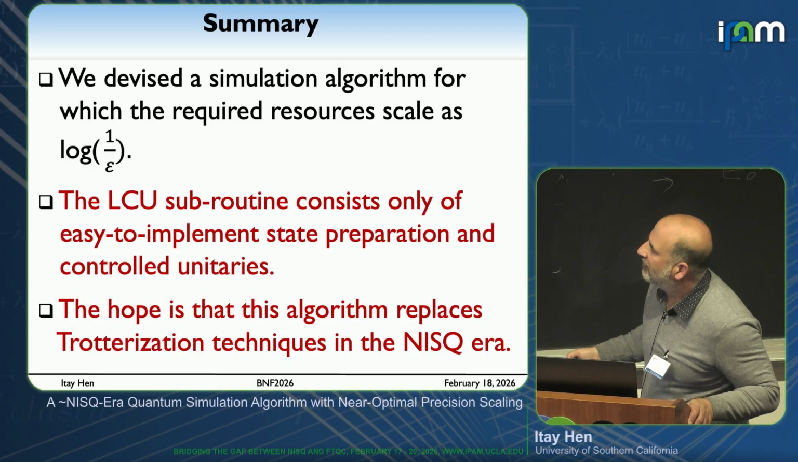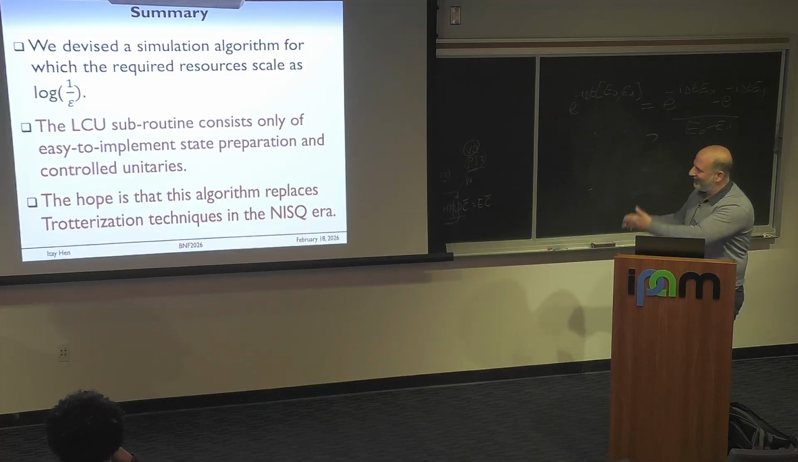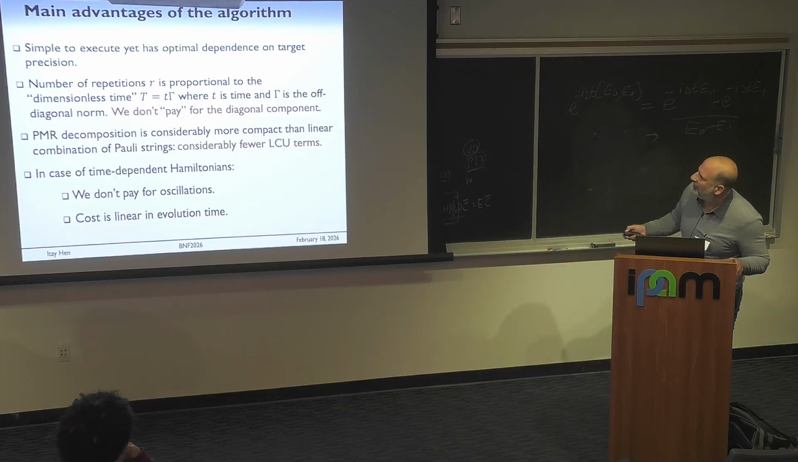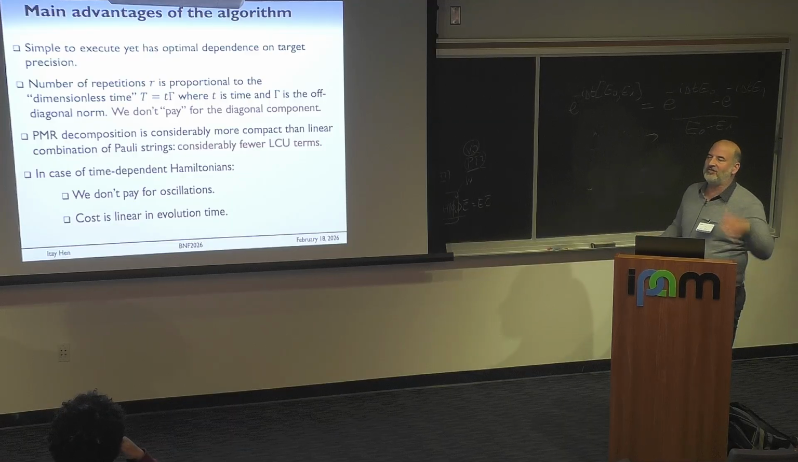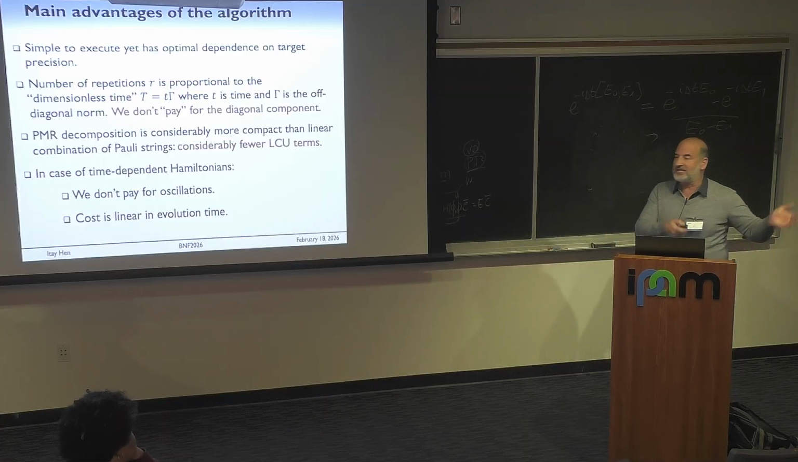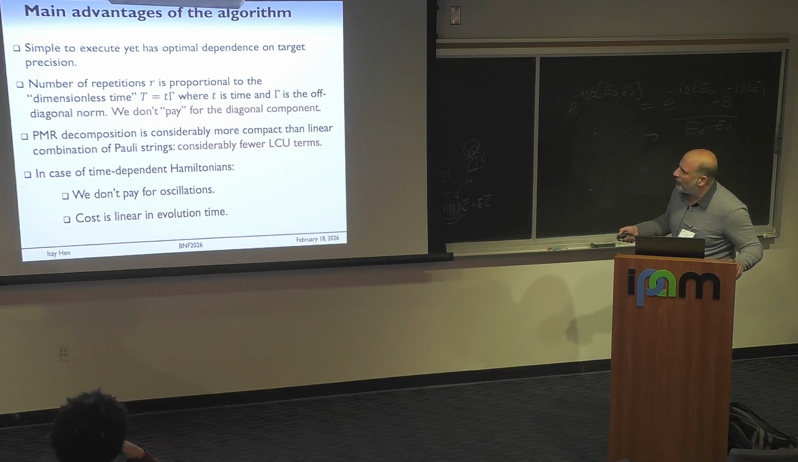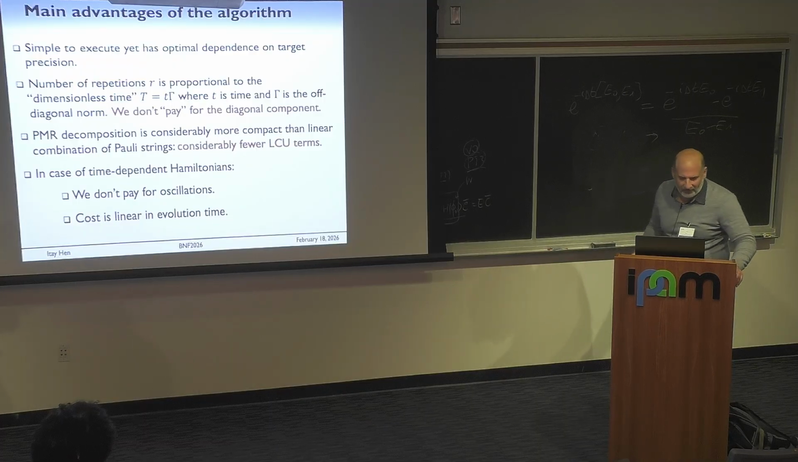I have 1 more minute. It has certain advantages over existing algorithms. The fact, again, that we don't pay for diagonal components. The number of terms in the LCU is considerably smaller, even O of n, sometimes O of n squared, so fewer ancilla qubits. And if we do the same thing for time-dependent Hamiltonians, we can show that we don't pay for oscillations. And of course, I didn't talk about any of that, but if you believe me, the cost is also linear in evolution time.